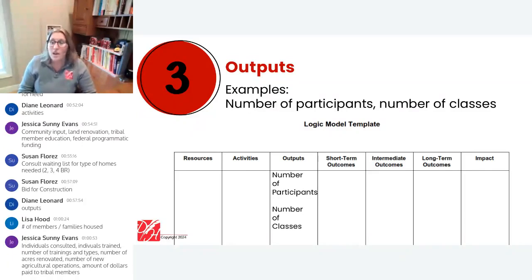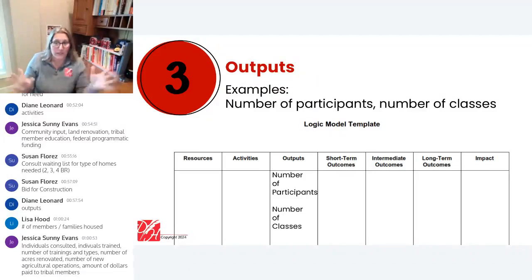Where would 5 as an output make sense? If we're talking about rehab and building houses like Susan was, yeah, 5 might make sense. So it's not about how big your number for outputs is. It has to be right sized for the type of work you're doing and also the dollar amount that you're requesting. So outputs, number of members, families housed.